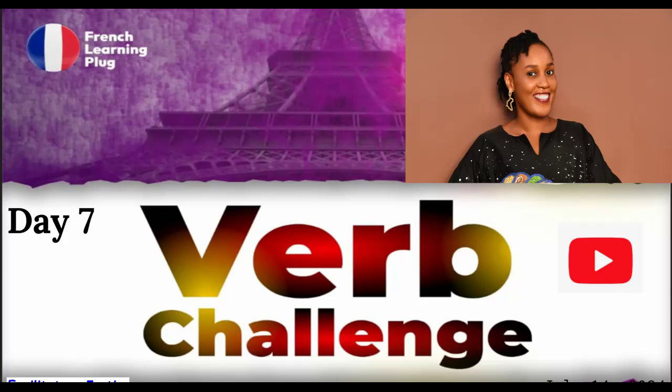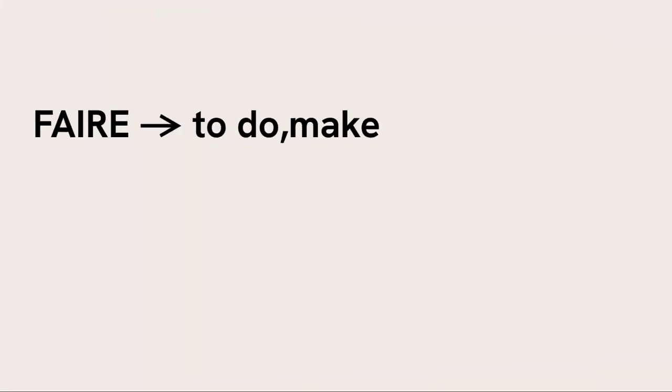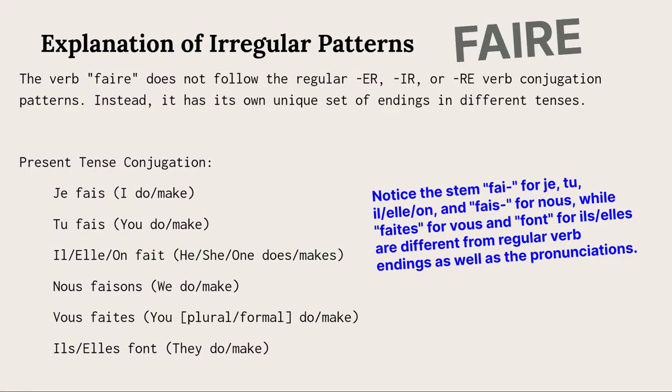You should know there are certain verbs that are irregular in their conjugation patterns and pronunciations, and you need to know them because they are common. So we're beginning with the first one today, which is the verb faire. It's irregular in its pattern of conjugation as well as its pattern of pronunciation.